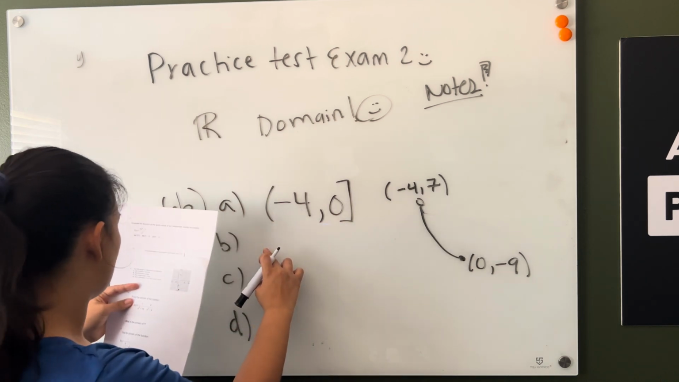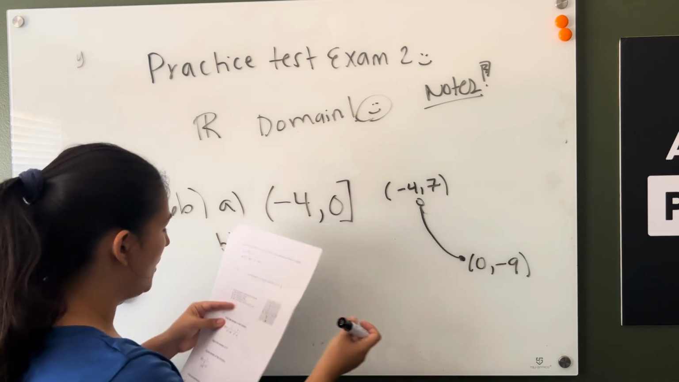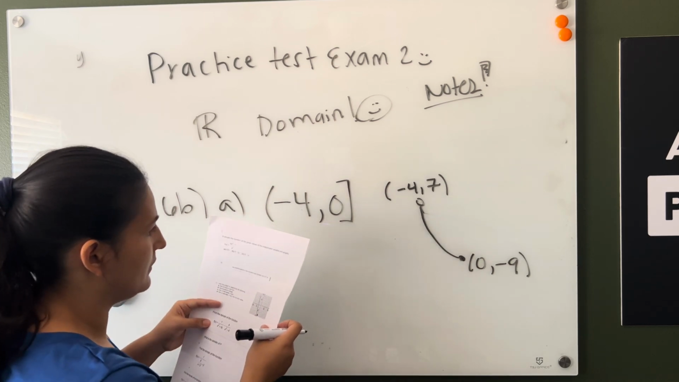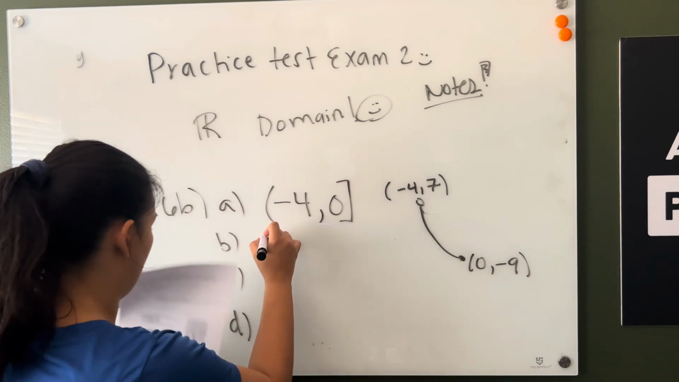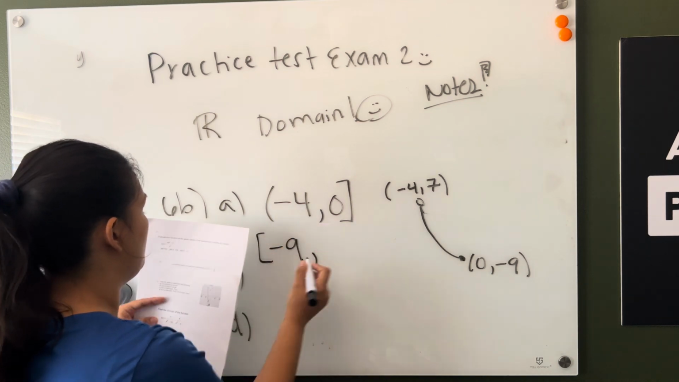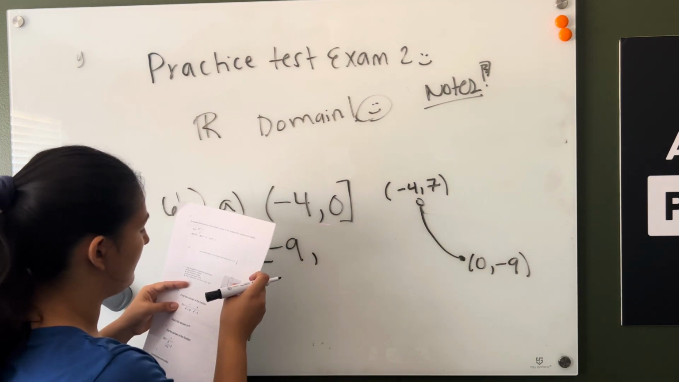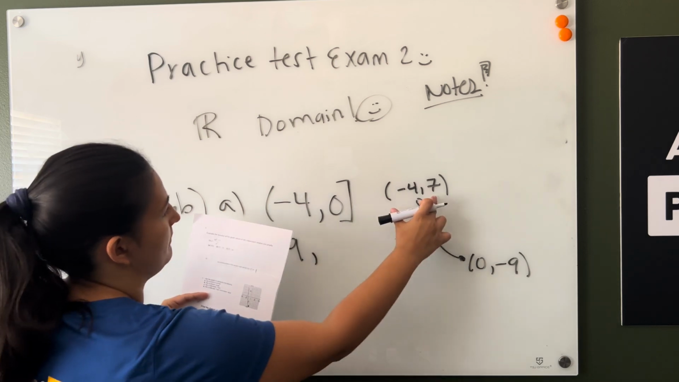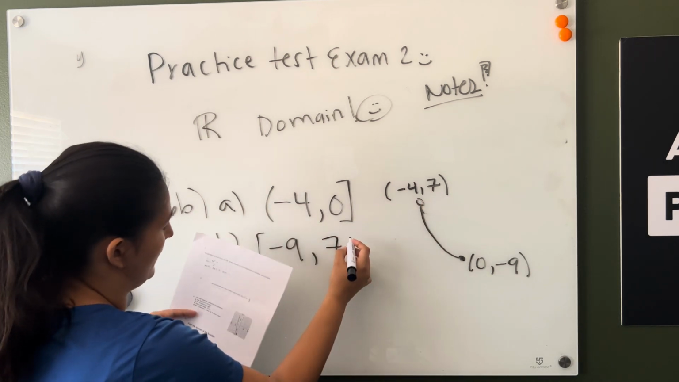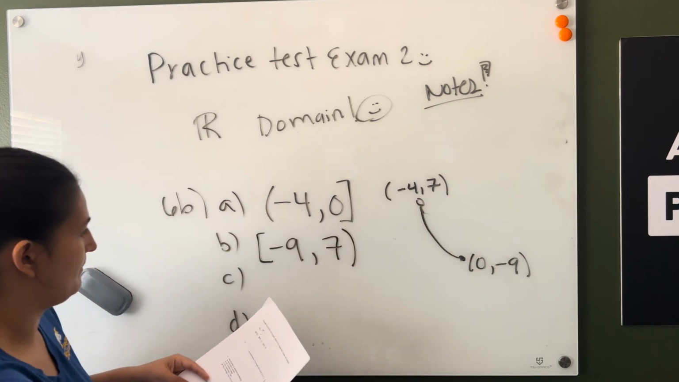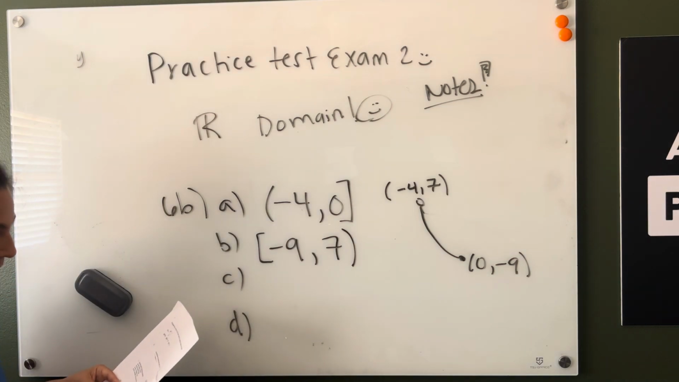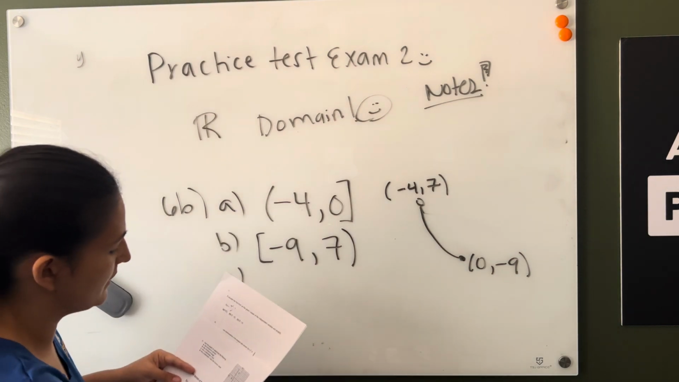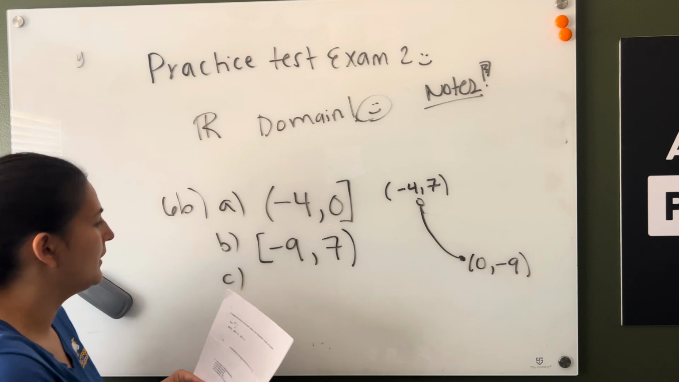Okay, for part B, that's the range. The range are the y values. So it looks like the lowest y value is -9, right? And that's a closed circle. And then the greatest y value is the 7. And that is an open circle because that's not necessarily part of the function, more of a reference point.